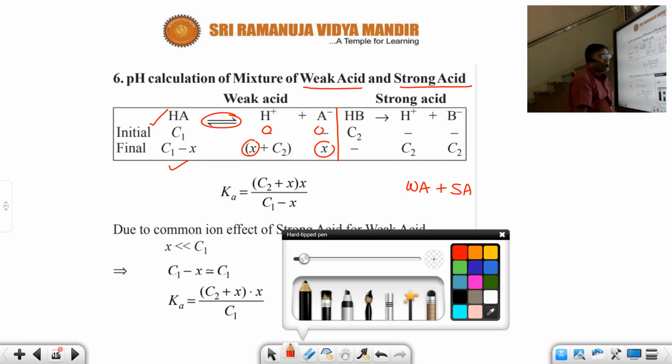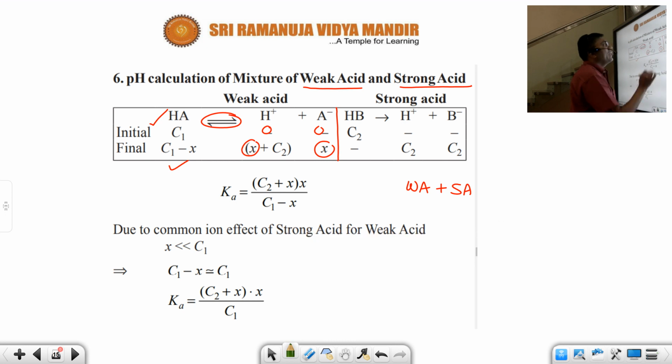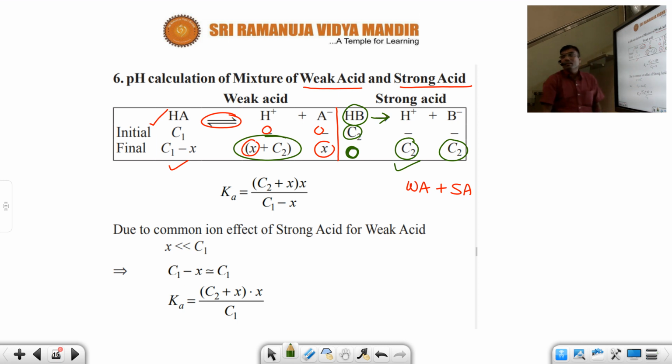Now let us take a strong acid. What is the strong acid? HB is the strong acid. It is completely dissociated, a single arrow in the forward direction. If C2 is the concentration, at the end it is 0, because it is completely dissociated. You get C2 formed. So here the H plus concentration is C2, and here the H plus concentration is X. So if you combine both, it is X plus C2.